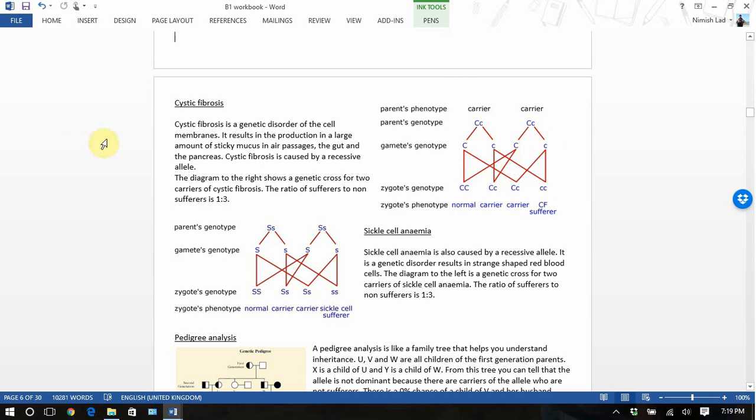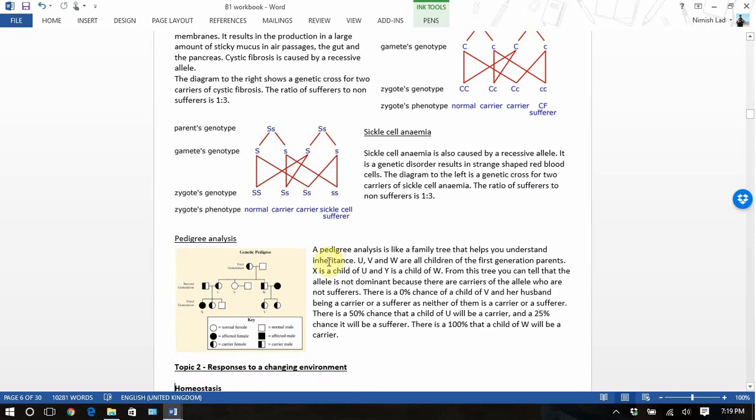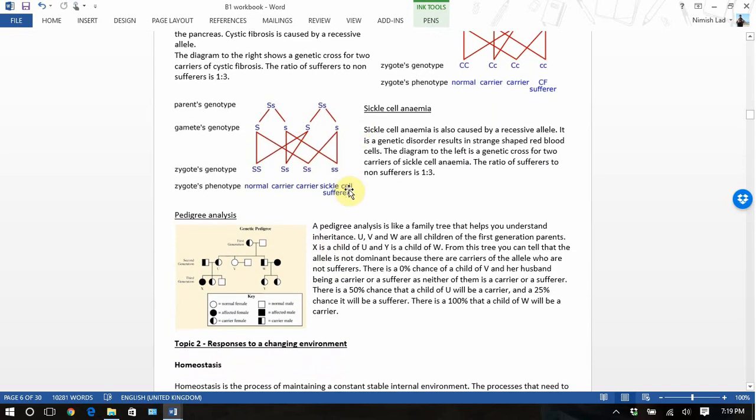Sickle cell anemia is also caused by recessive alleles. So again, you need two recessive alleles for it to happen. So you can see the cross here, as in one of them ended up with two recessive alleles. So 3:1, 1 sufferer for 3 non-sufferers. However, you do have 2 carriers, a 50% chance of being a carrier, but only because they're both carriers. It's worth spending some time to make sure you understand those.